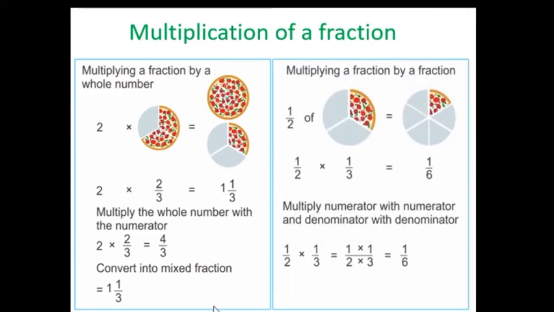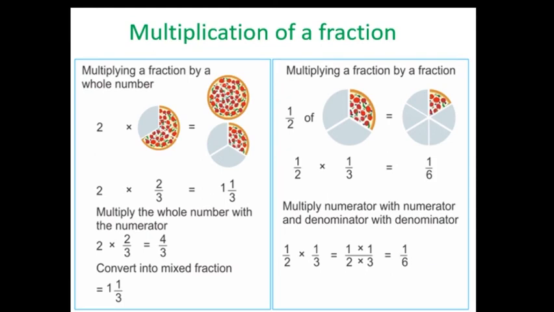Now, next is multiplying a fraction by a fraction. In this process, how will we multiply here? 1 by 2 of 1 by 3. Of means multiplication here. So, a proper fraction is multiplied with a proper fraction, and we will get again a proper fraction. So, how will we multiply? Numerator with numerator: 1 multiplied by 1, that is 1, and denominator 2 multiplied by 3 equals 6. So, 1 by 6, our proper fraction.